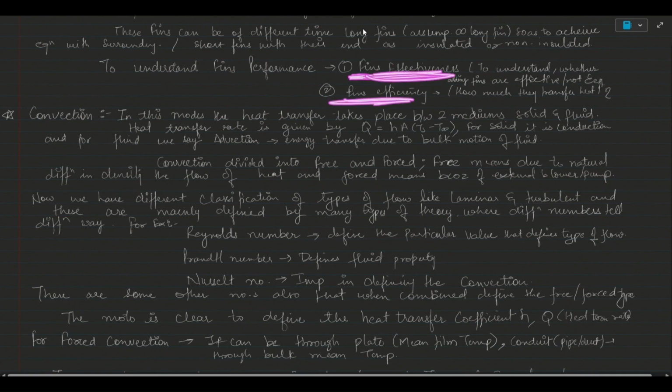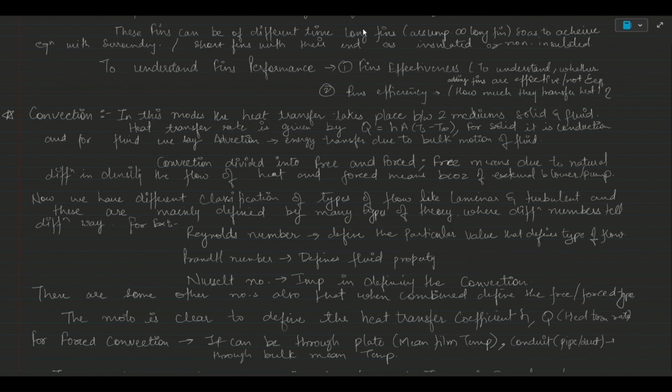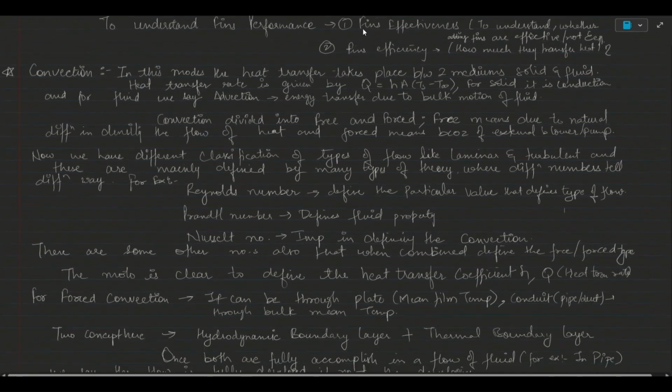Fin effectiveness means whether adding fins is effective or not. This tells us, okay, there might be a case where you added a lot of fins to the system and at the end of the day it's not that effective. So this is simply a loss of cost, manpower, and everything, correct? This tells us the effectiveness. Fin efficiency is simply how much heat is transferred. With these two conditions we understand the fin performance.